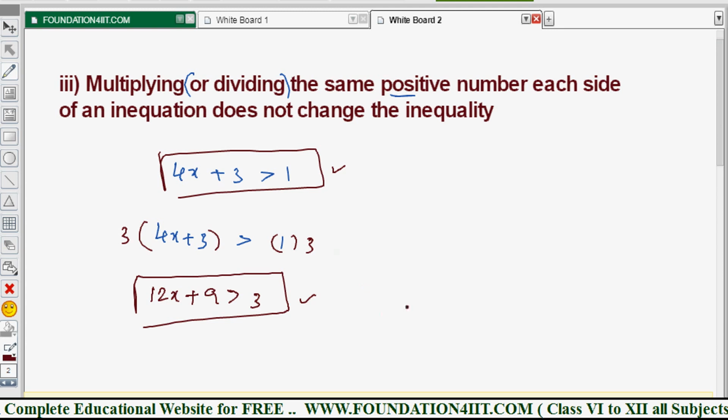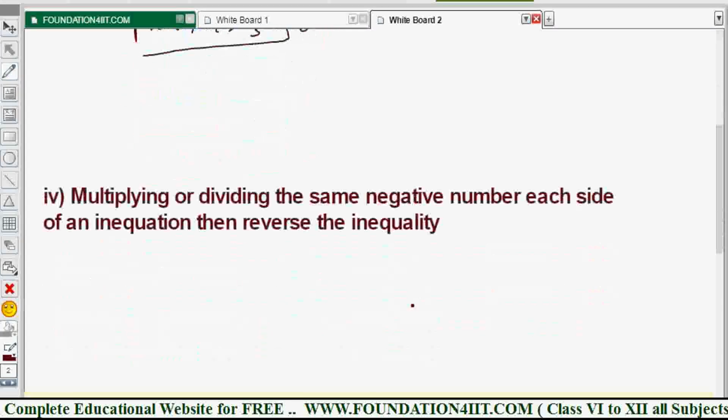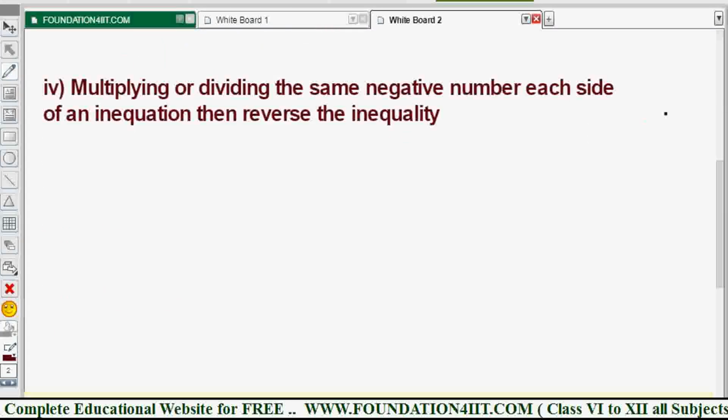And the last one, the fourth property, is very important. You should not be confused in this property. Multiplying or dividing each side of an inequation by the same negative number reverses the inequality. Let me show you an example here.